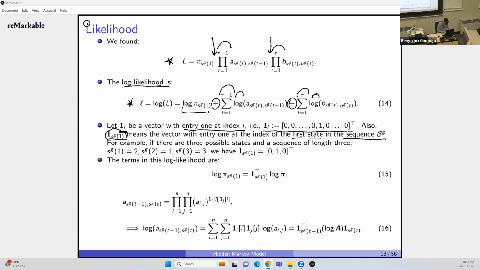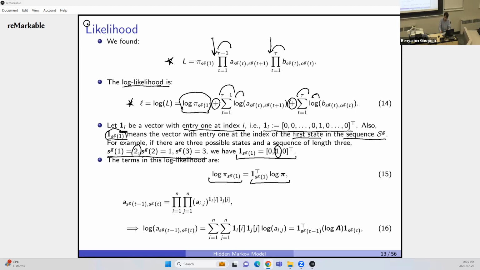For example, if there are 3 possible states and the sequence is of length 3, assume we have this sequence. Then 1_SG1 will be this. Why? Because initially we are at state 2. So the second one should be 1 and the rest should be 0. This is an example. Okay, the terms in this log likelihood are these. So consider the first term. It is here, right?